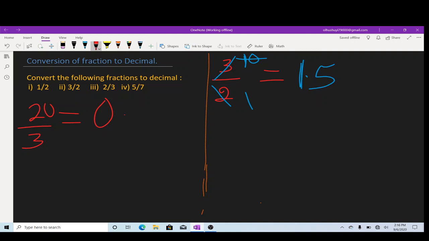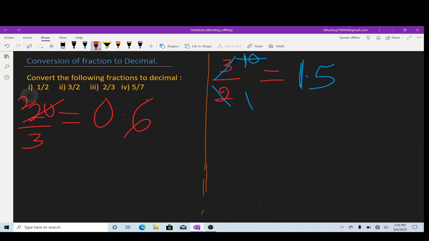3 in 20 is 3 times 4, 12, 3 times 5, 15, 3 times 6, 18, 3 times 7, 21. It's already beyond 20. So you go back to 6. 3 times 6, 18. So you have 6. What is left? 2 is left. You check again. 3 in 2, it's not possible. But you have a decimal here already. You cannot add decimal again.